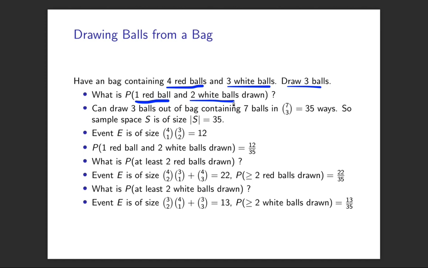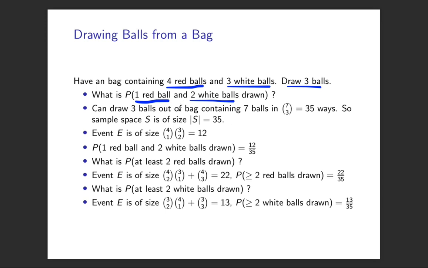So we could enumerate this, but it's quite messy to do it. It's simpler to use our knowledge of how to count combinations. So the number of ways we can draw 3 balls out of 7 is 7 choose 3, which is 35, not caring about the ordering. So our sample space is 35 when we don't care about the ordering.